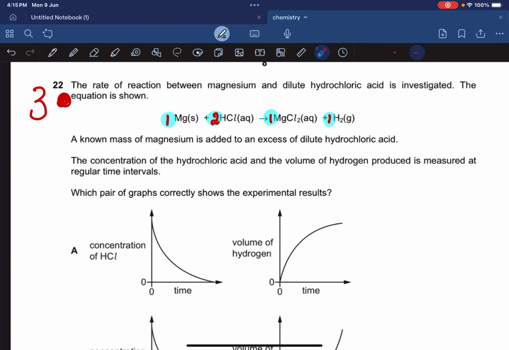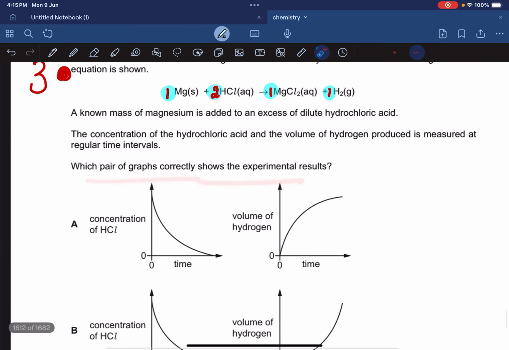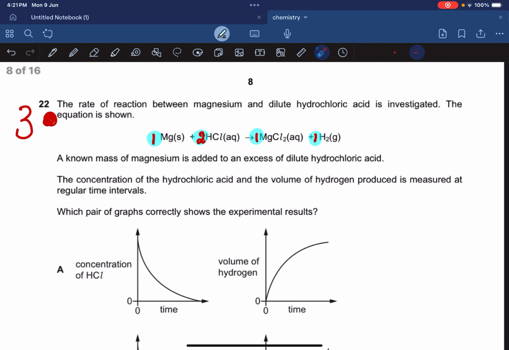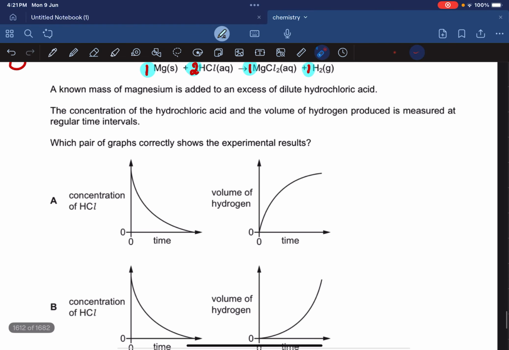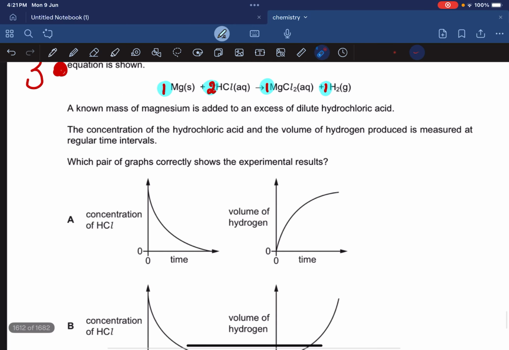Which pair of graphs correctly shows the experimental results? So if you consider that your chemistry is good, I'd love it if you solve this question and tell me the answer. I'd be really glad if you solve it yourself and tell me, because it is such a deep MCQ.